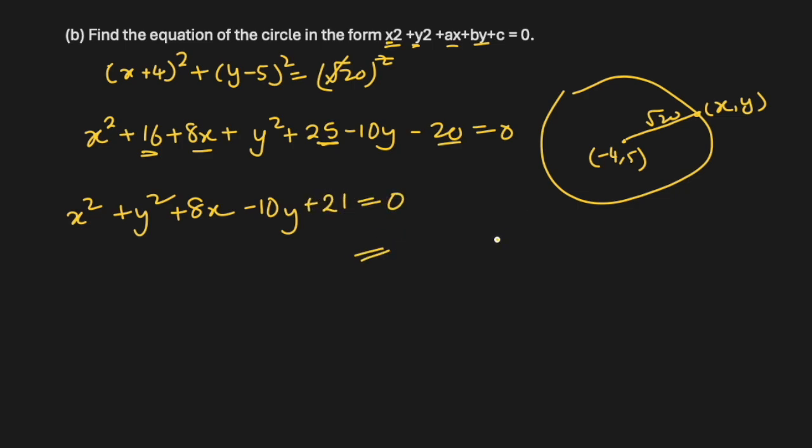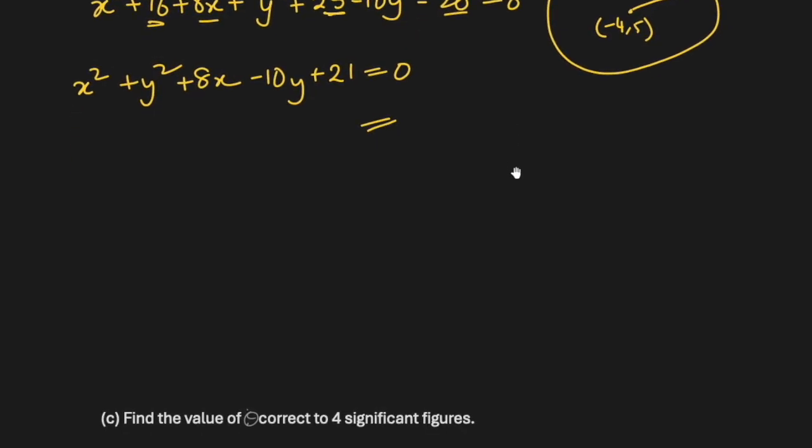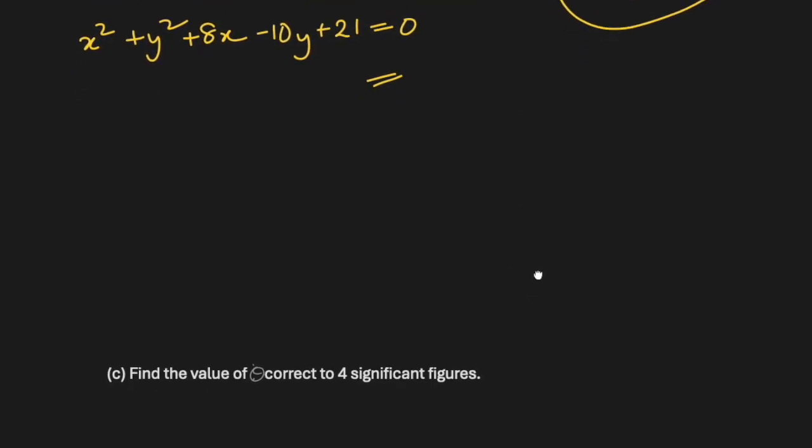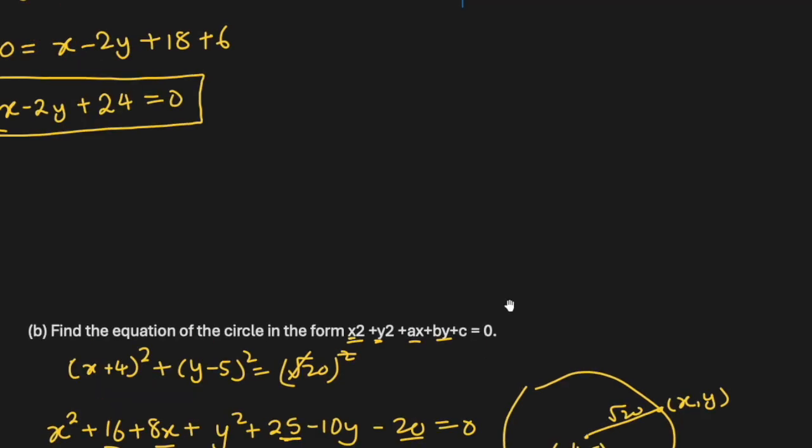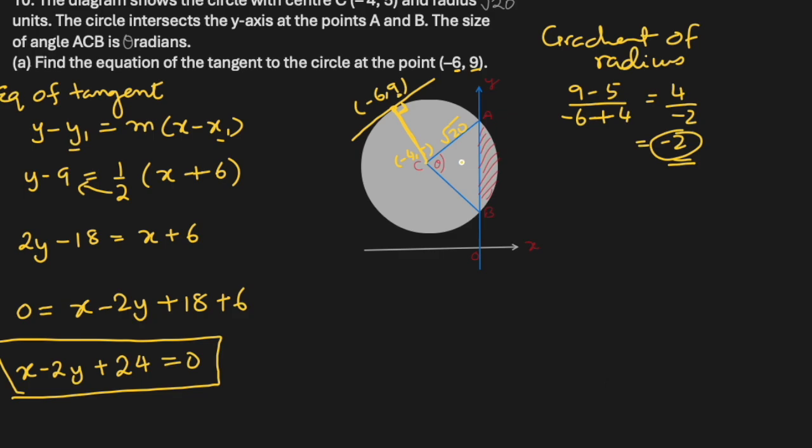This is the equation of the circle. Find the center theta correct to 4 significant figures. Find the value of theta. Okay, this is theta. We know that at the y-axis, x is 0. So let's call them 0A and 0B. This will help us to find the angle theta.